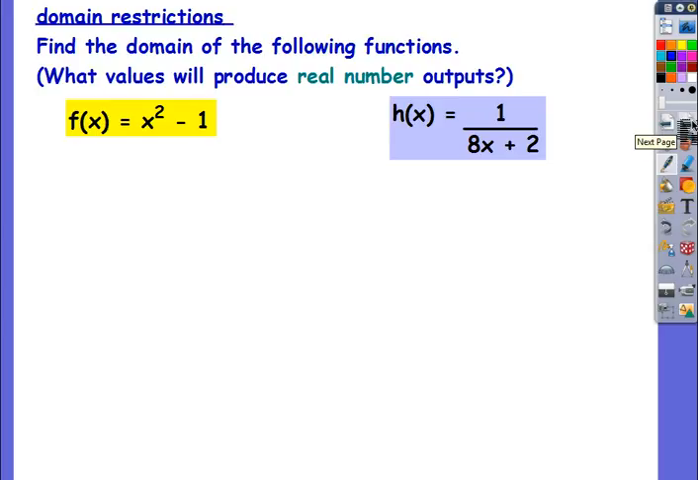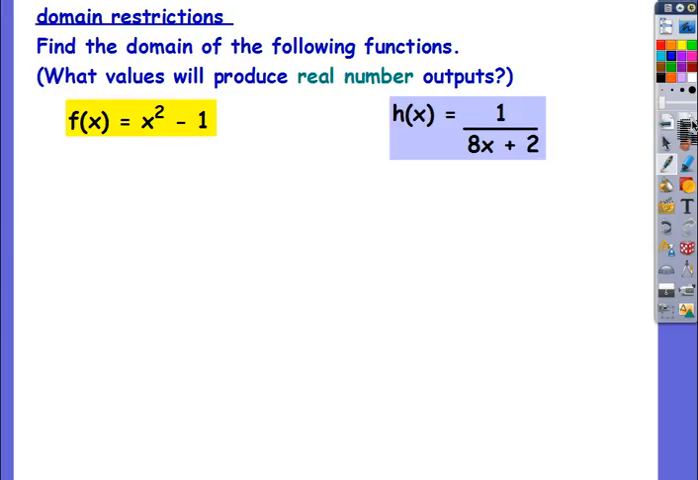So, domain restrictions. There are some cases where the domain can't be anything. It can't be negative infinity to infinity. So let's look at some various types of functions. I want to find the domain of the following functions, or in other words, what x values would produce real number outputs.